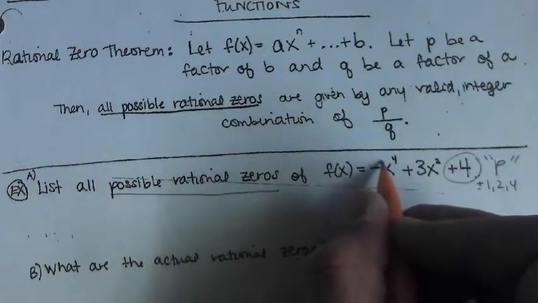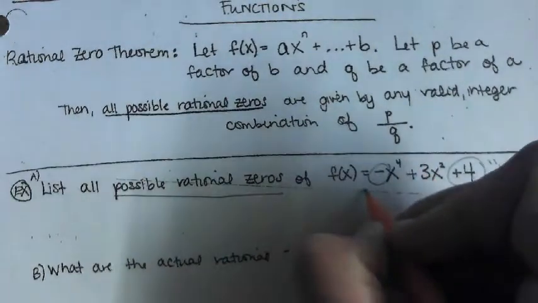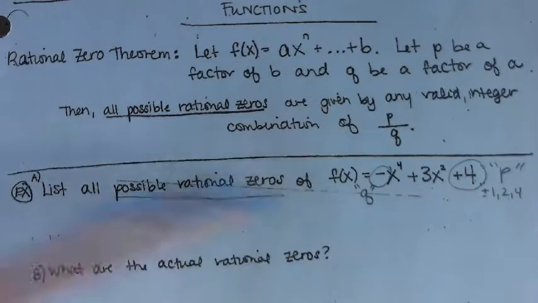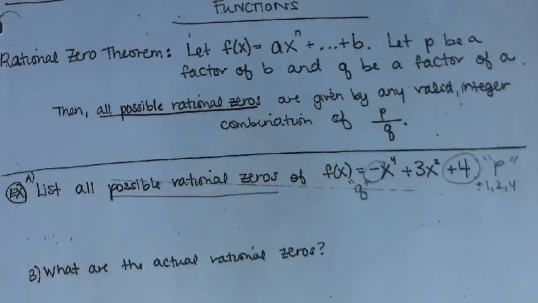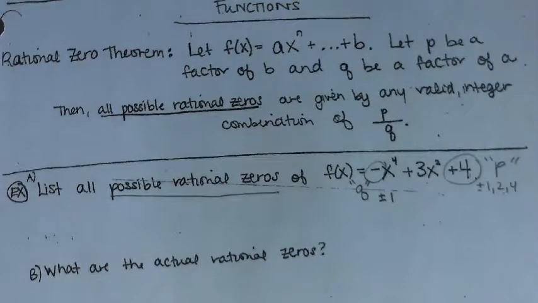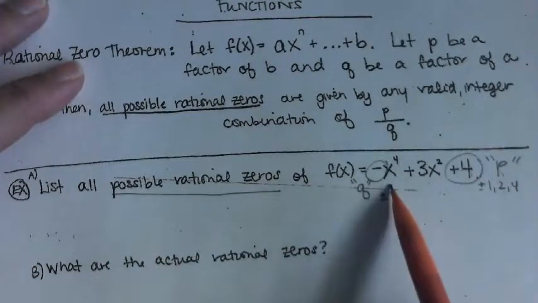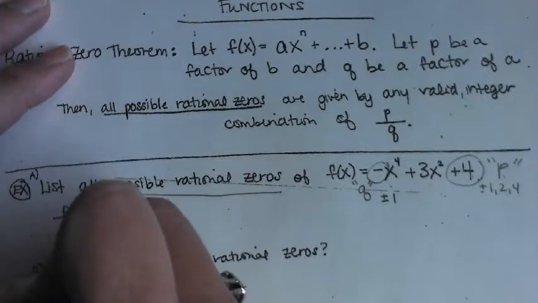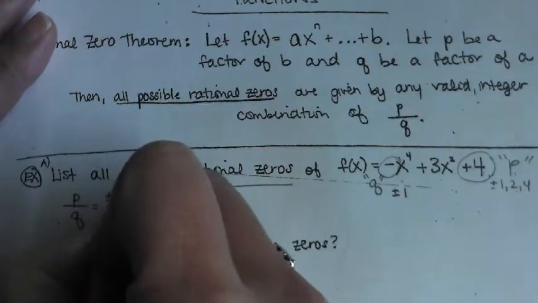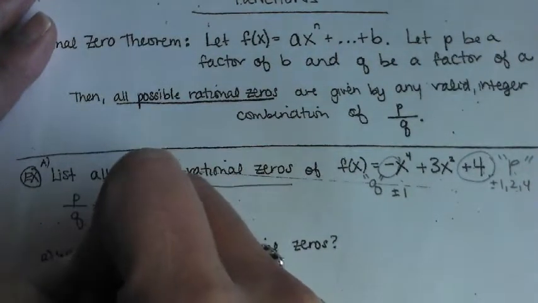And then your coefficient on your first term is negative 1. The factors of that are going to be considered your q's, and luckily because it's 1, we only have really 2 possible factors, plus or minus 1. Okay? So your possible rational zeros come from any combination of p over q. So that's your plus or minus 1, 2, 4 over plus or minus 1.